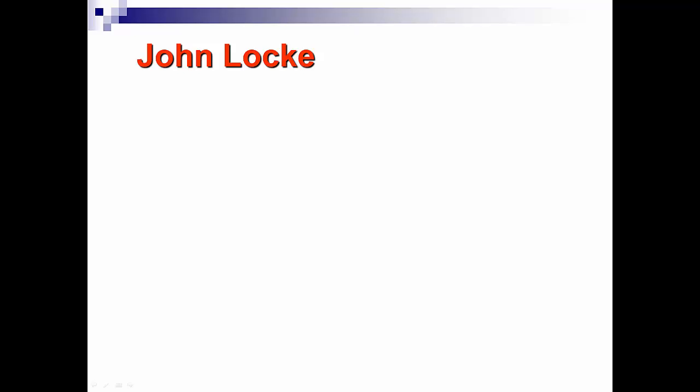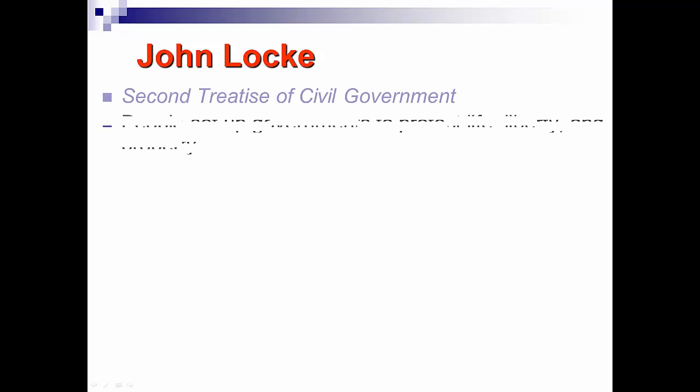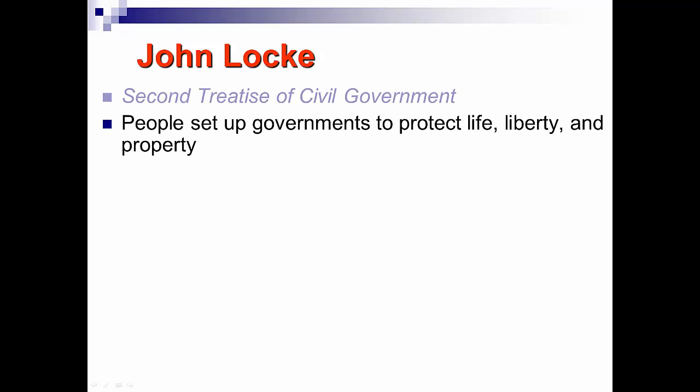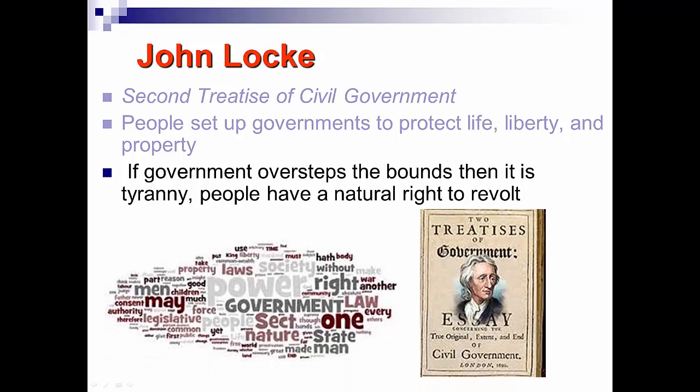So during this time, John Locke, a philosopher, wrote an instrumental work called Two Treatises of Government. This was written during the Revolution and published afterwards, where he argued that people set up governments to protect life, liberty, and property. If government oversteps the bounds, then people have a natural right to revolt against that government. These are things that become the foundations for America, the American colonies declaring their freedom from England in 1776.